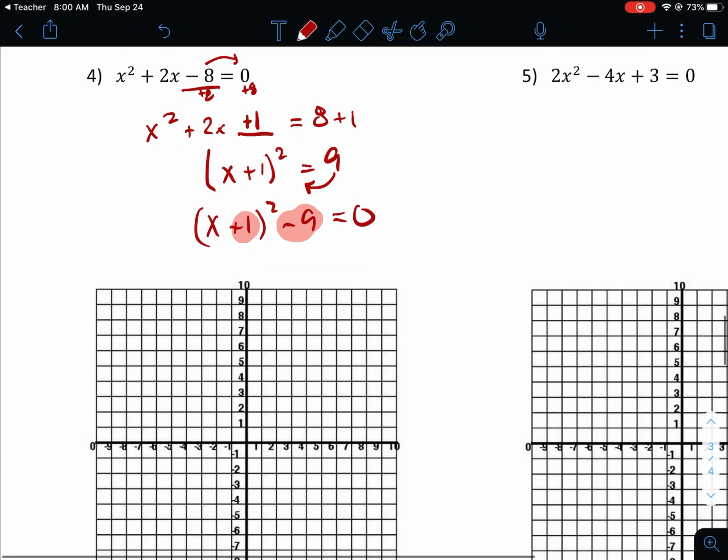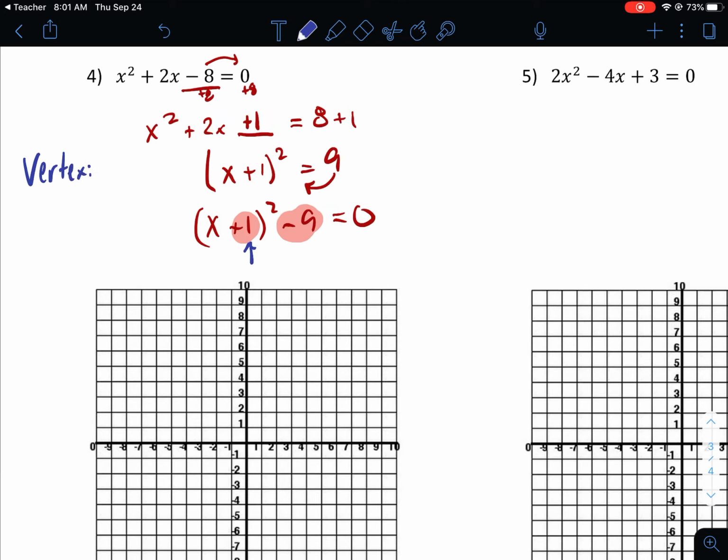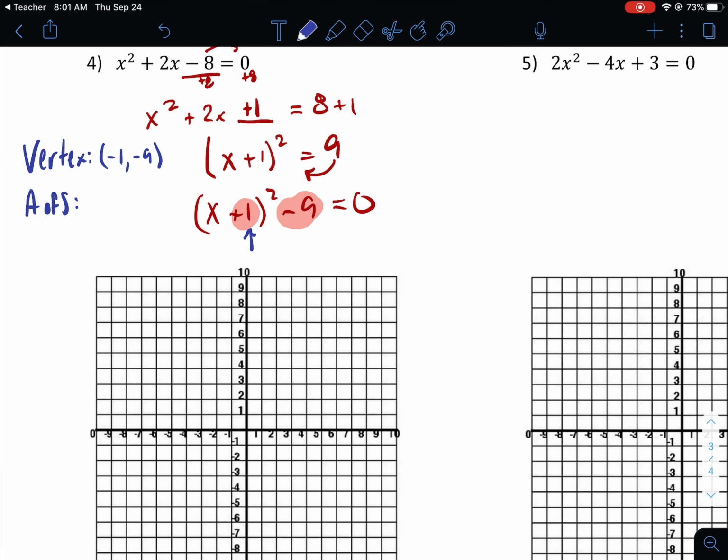Just remember, so let me change colors here, that the vertex, the x value here, is actually opposite of what it should be. Remember that the formula has a negative in it, so whatever is there should be opposite. So our vertex is not 1, -9, it's actually -1, -9. Your axis of symmetry, or A of S, is the x value of that vertex. X equals the x value of that vertex.